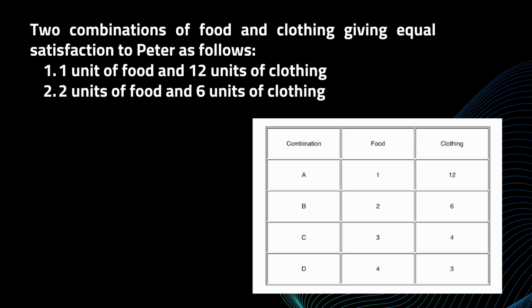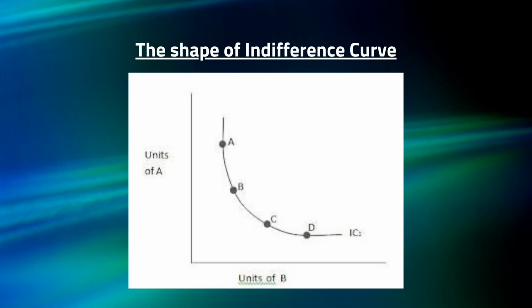Hence, we have 2 combinations of food and clothing giving equal satisfaction to Peter as follows: 1 unit of food and 12 units of clothing, 2 units of food and 6 units of clothing. By asking him similar questions, we get various combinations as shown in the video. And next we will talk about the shape of an indifference curve.